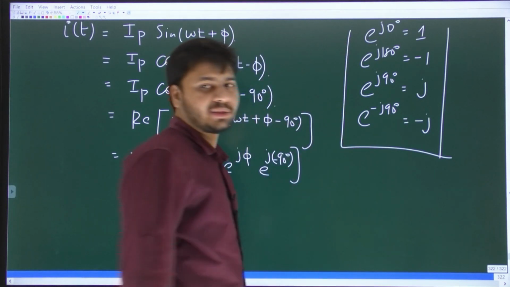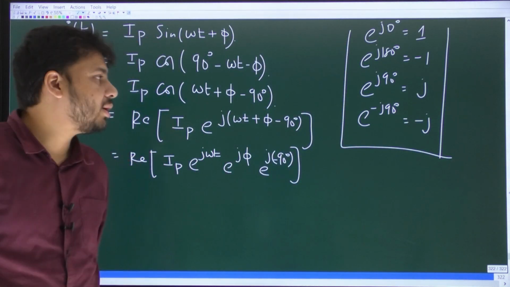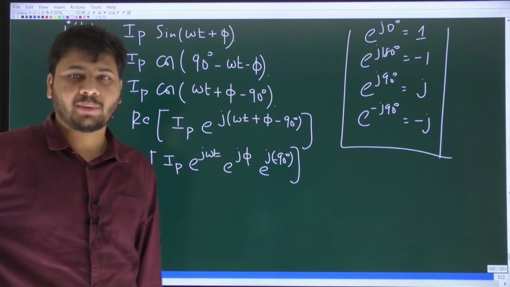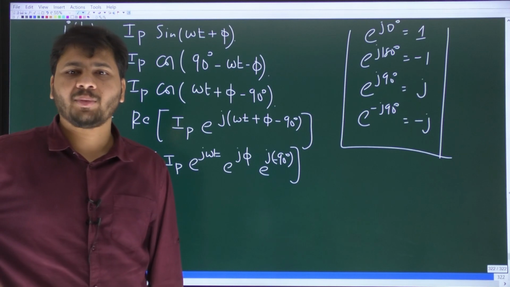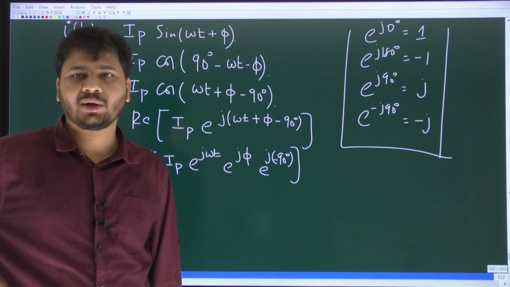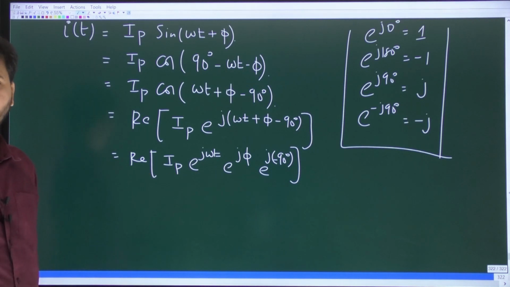So these are some basic identities. E power j 0 degrees is 1. E power j 180 degrees is minus 1. E power j 90 degrees is plus j. And e power j minus 90 degrees is minus j. Now come back to this argument of the real part.